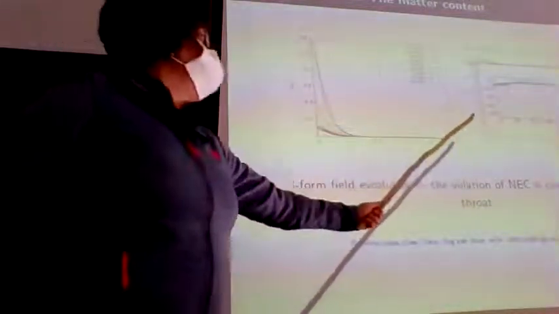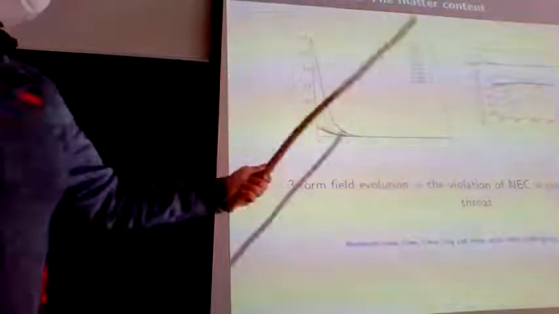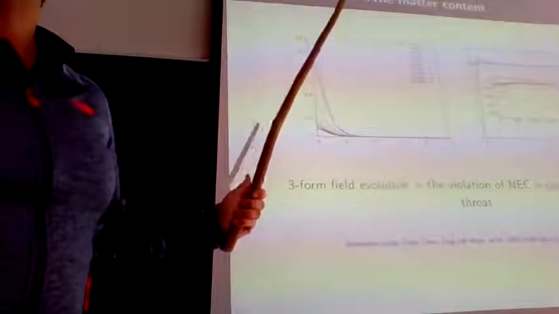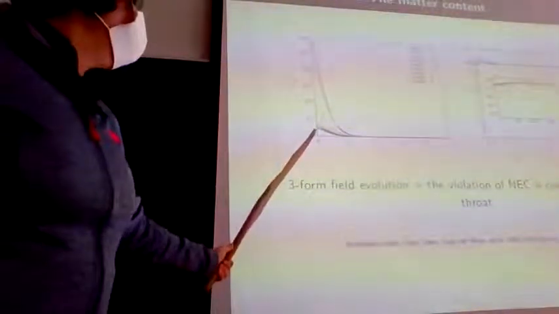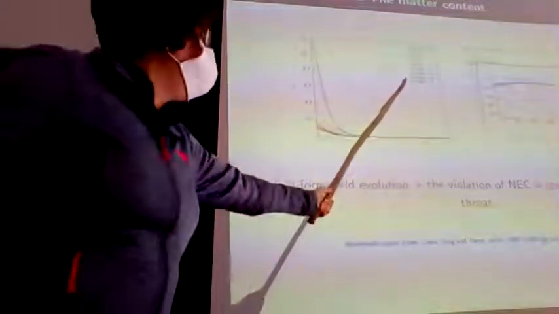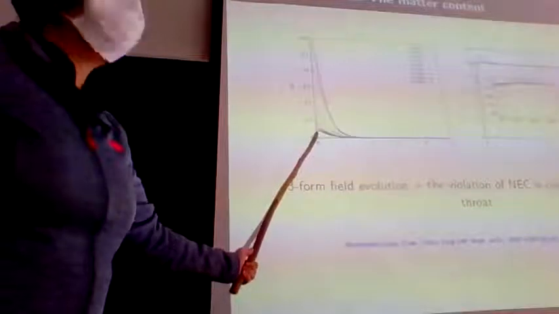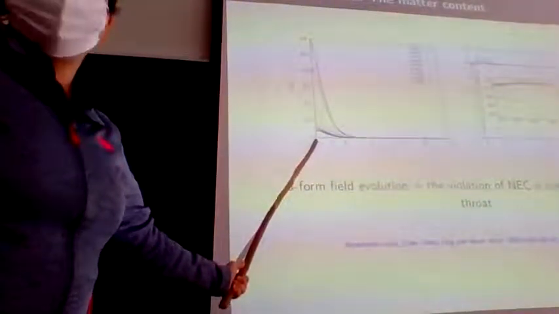As we approach the mouth, the null energy condition is, just one slide and I will finish. As we approach the mouth, the null energy condition has to be violated. Otherwise, of course, we don't have a wormhole. The larger is the value of lambda, the smaller is the value of the three-form. That's important because as we approach here, we are approaching Schwarzschild, okay?